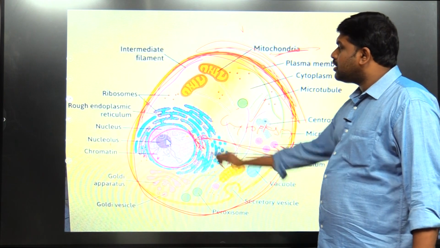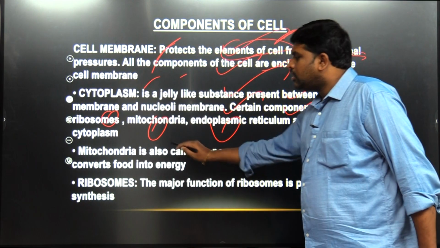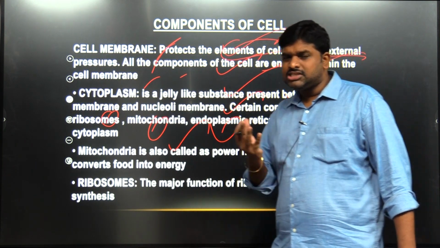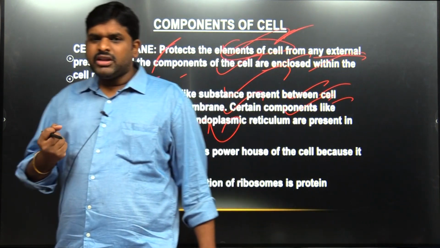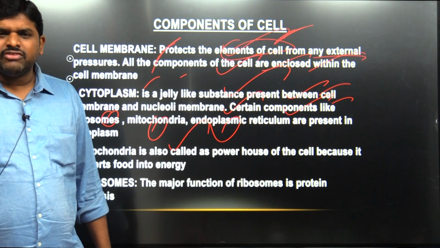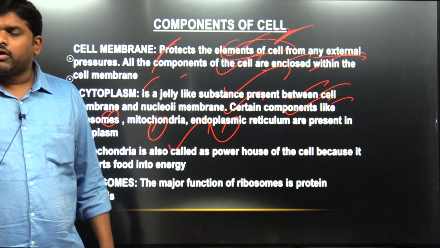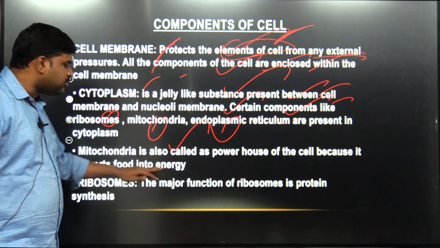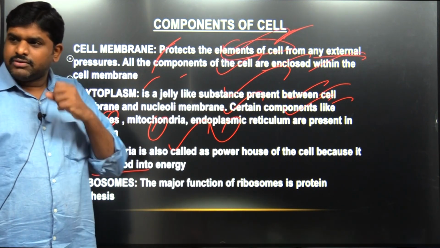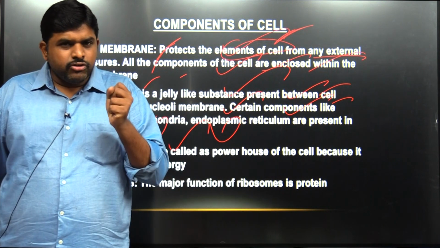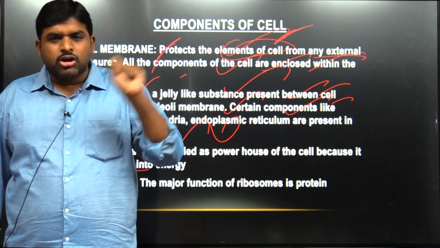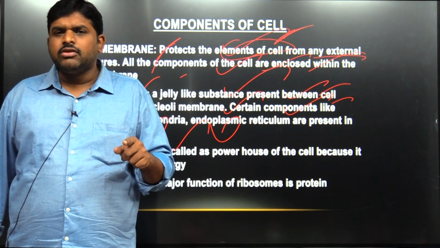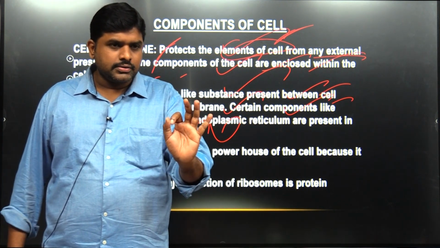Mitochondria is also called the powerhouse of the cell. The power is given to the cell for proper functioning by the mitochondria, because it converts food into energy. The cell gets food, that food is converted into energy, so that all the components of the cell will be active. All the components of the cell are active mainly because of mitochondria.